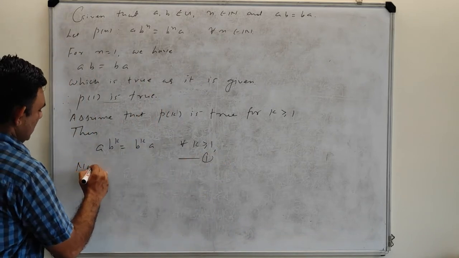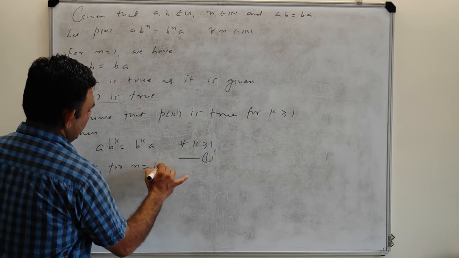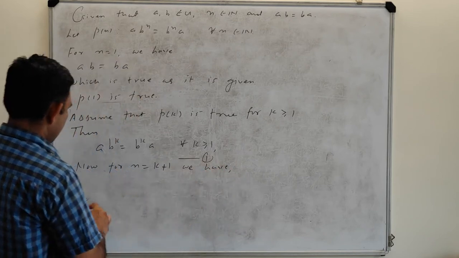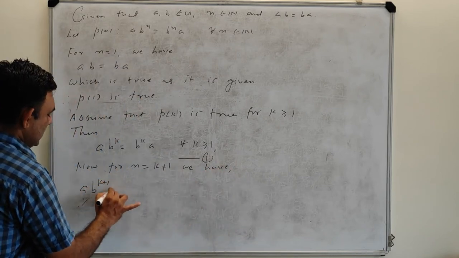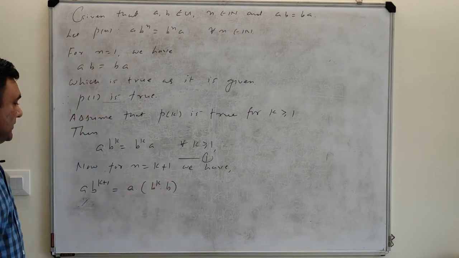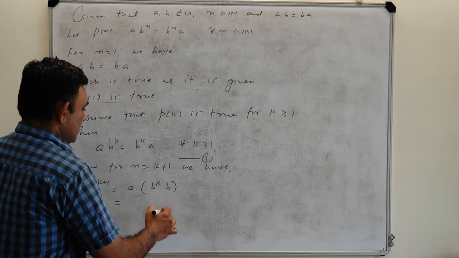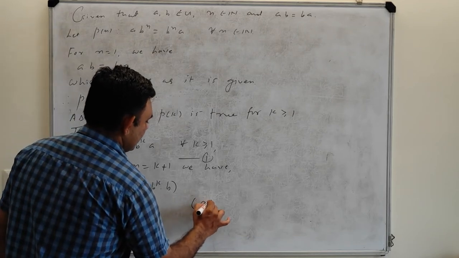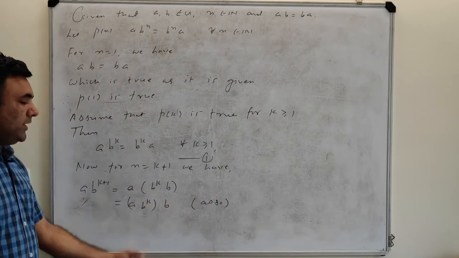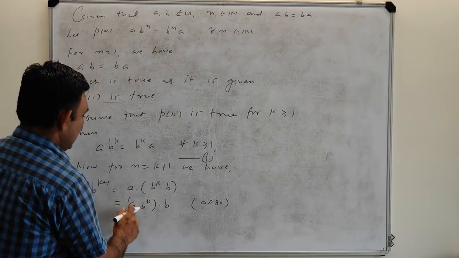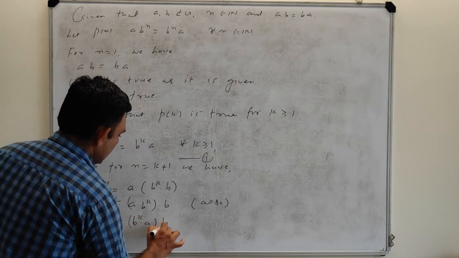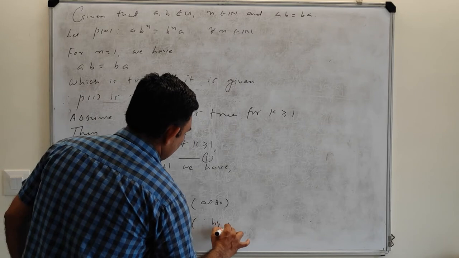Now for n equal to k plus 1, we have AB raised to k plus 1 is equal to what? A dot B raised to k into B. We can split this. Okay, so now by associativity it is A dot B raised to k into B. I can club this to A and B raised to k. Now this is what? AB raised to k. AB raised to k is B raised to k A. So it is B raised to k times A, because by result 1, or Pk is true.